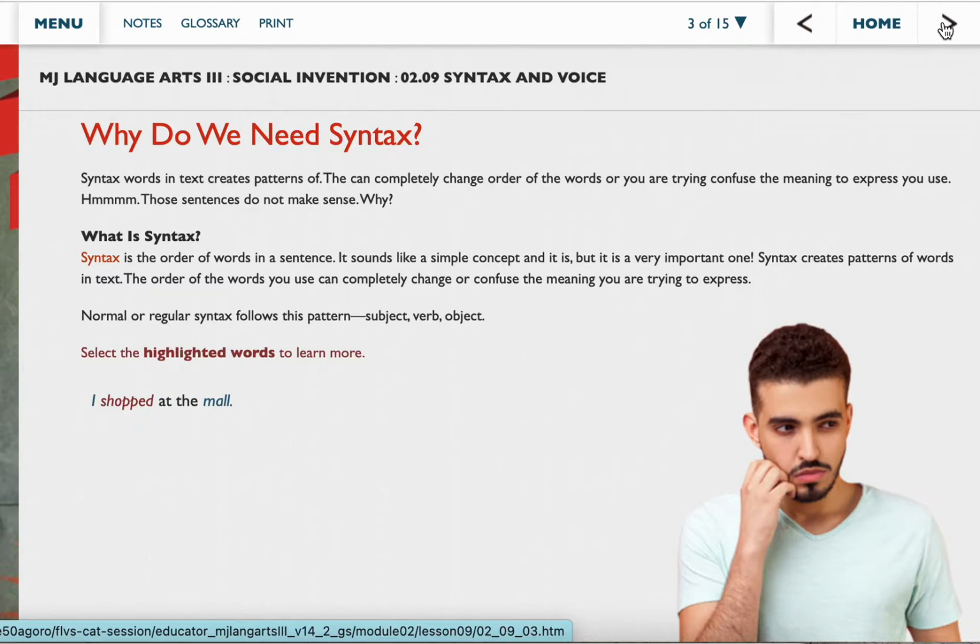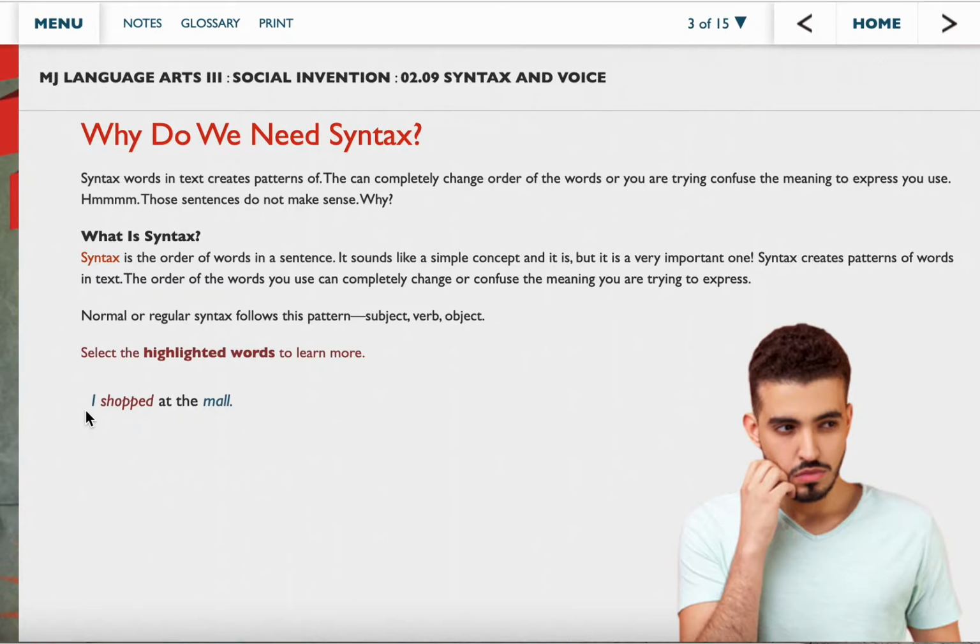It sounds like a simple concept, and it is, but it's a very important one. Syntax creates patterns of words in text. The order of the words you use can completely change or confuse the meaning you're trying to express. Normal or regular syntax follows this pattern: subject, verb, object. Select the highlighted words to learn more.